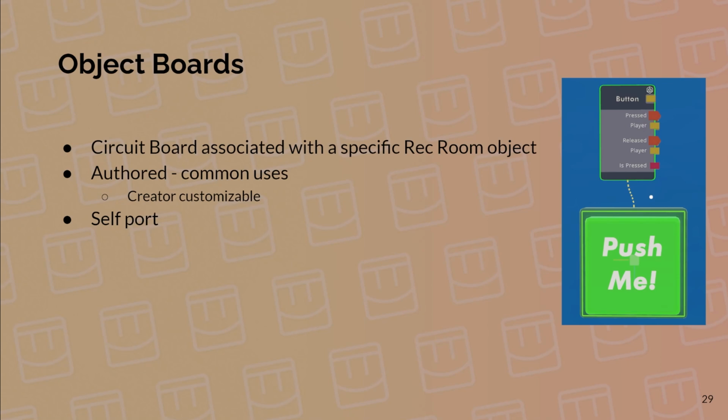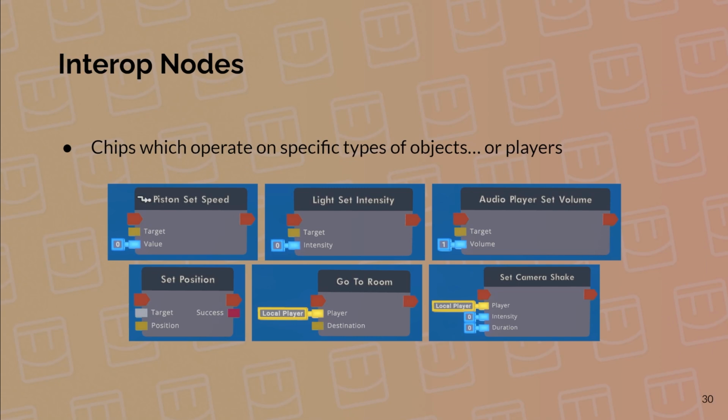Why would you want that? Well, because the other way that creators can have circuits interact with Rec Room objects is through what we call interop nodes. These are nodes that are designed to operate on specific objects, like in the case of these 3 up top here: piston set speed, light set intensity, audio player set volume, or in some cases, operate on players like these 3 down at the bottom: set position, go to room, for when people are building multi-sub-room or multi-room experiences, and things like setting camera shake.